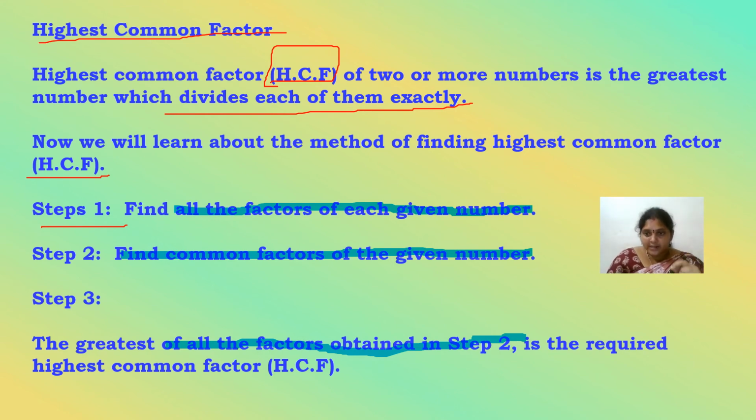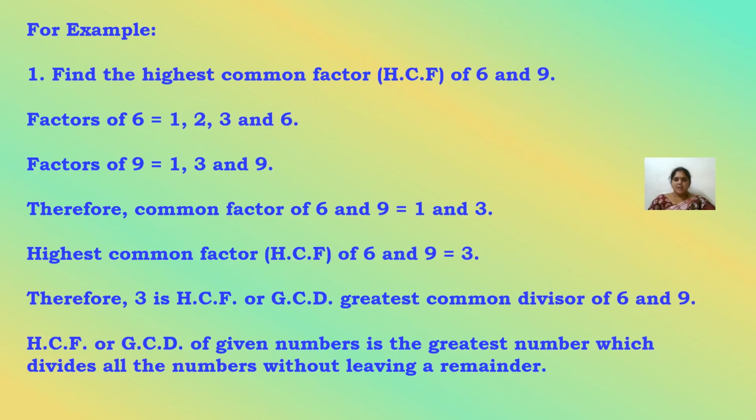If you want to understand these steps, we have to go through some examples. Now, we'll see the example here. For example, find the highest common factor, that is HCF, of 6 and 9. What we have to do? First, we have to find the factors of 6. Factors of 6 means in which tables 6 is lying, we have to write. So 6 will be coming in 1 table, 2 table, 3 table and 6 table.